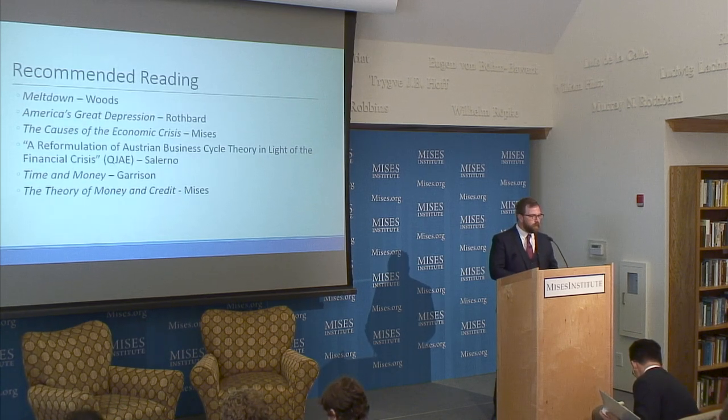There's also a great article by Joseph Salerno in the Quarterly Journal of Austrian Economics. It's called A Reformulation of Austrian Business Cycle Theory in Light of the Financial Crisis. And here he's responding to some misconceptions that he found in the literature and actually some Austrian adjacent scholars that were considering the Austrian theory as a sectoral shift or like a hydraulic sort of mechanistic theory. And so in this article, Salerno restates what the theory says and provides a good definition of overconsumption and malinvestment and explains how the theory does fit what we see in the data, in response to those critics.